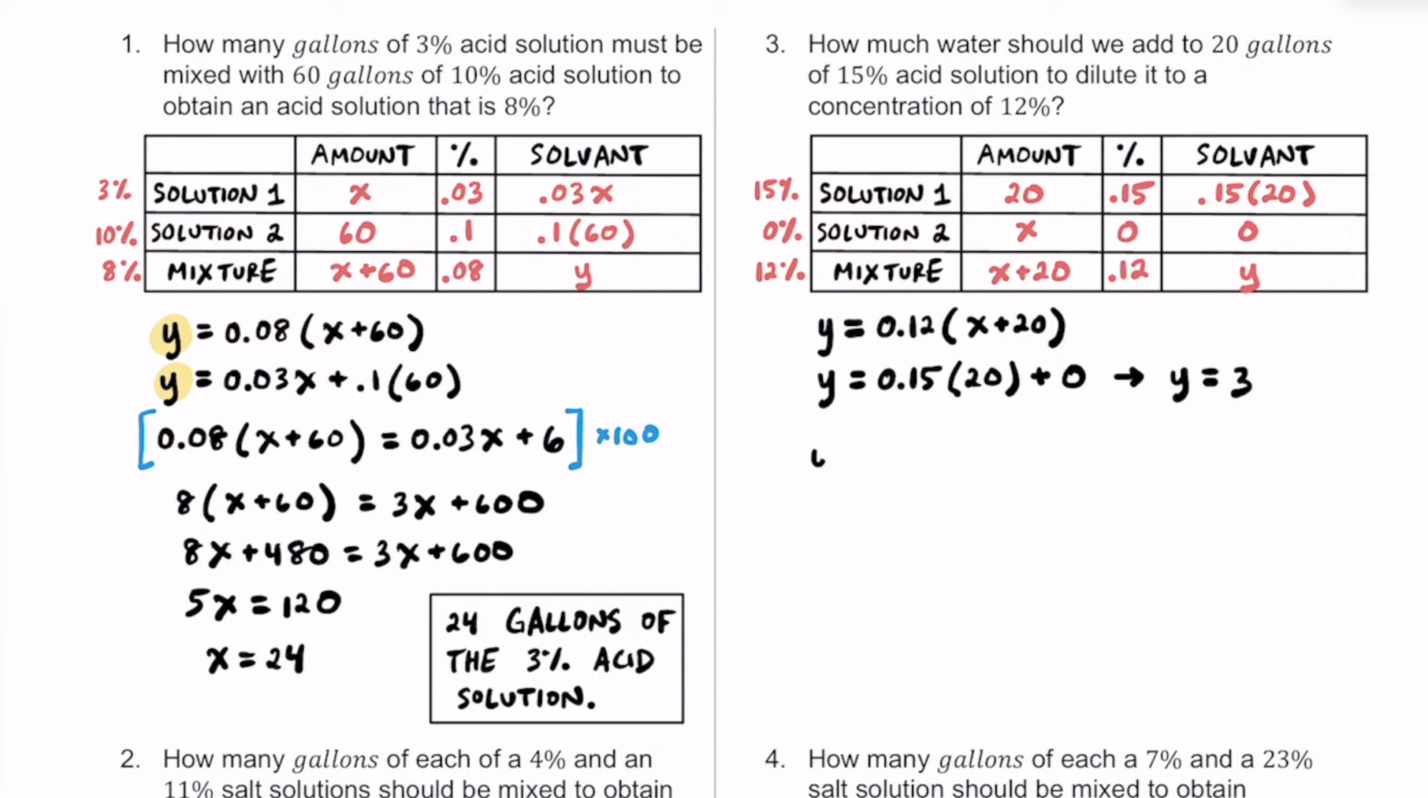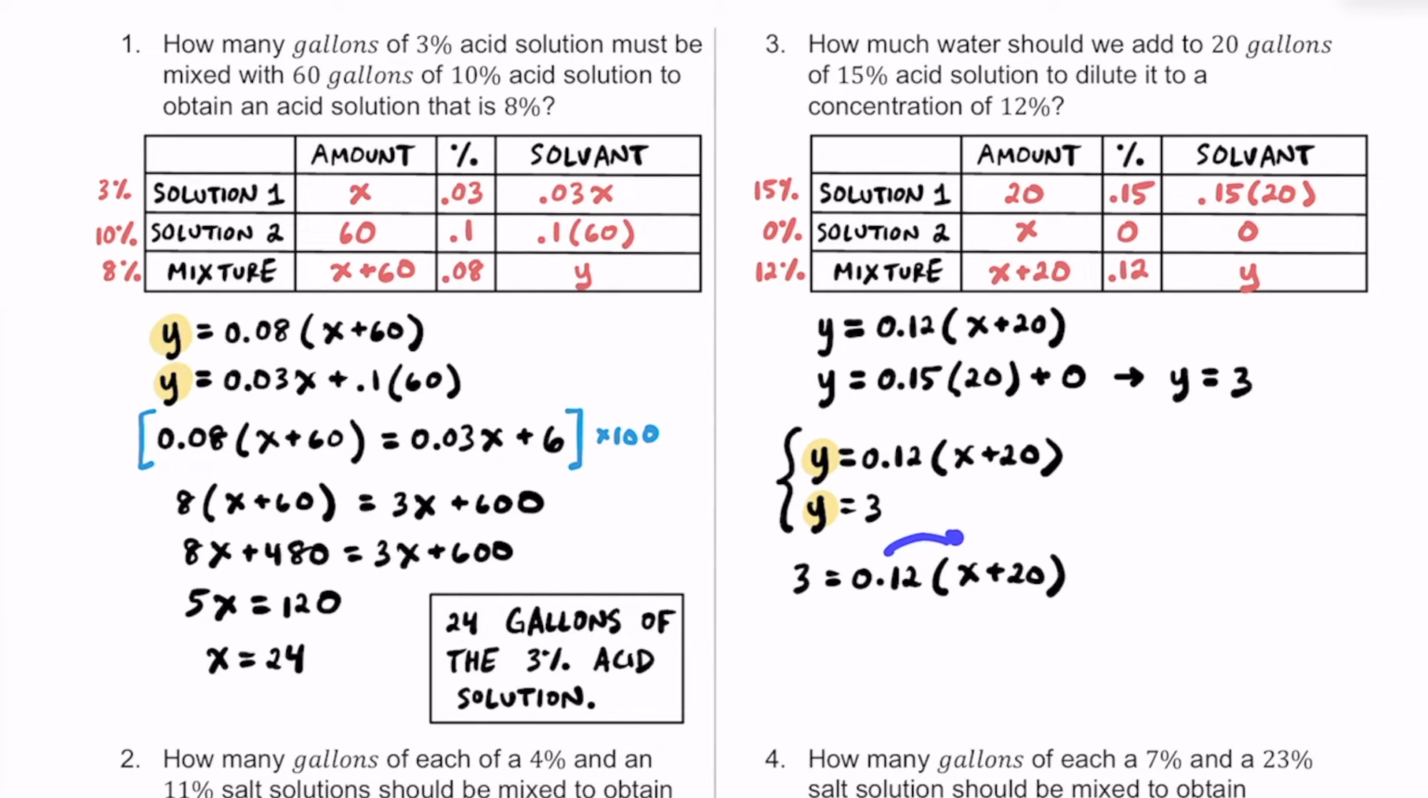All right, so what's our system? Well, we have y is equal to 0.12 multiplied by x plus 20, right? And we also say that y is equal to 3. So this is going to be our system, and I think we're just going to use substitution to solve this, just because we have y isolated on both of these. So we can substitute in 3 for y, and say that 3 is going to be equal to 0.12 multiplied by this x plus 20.